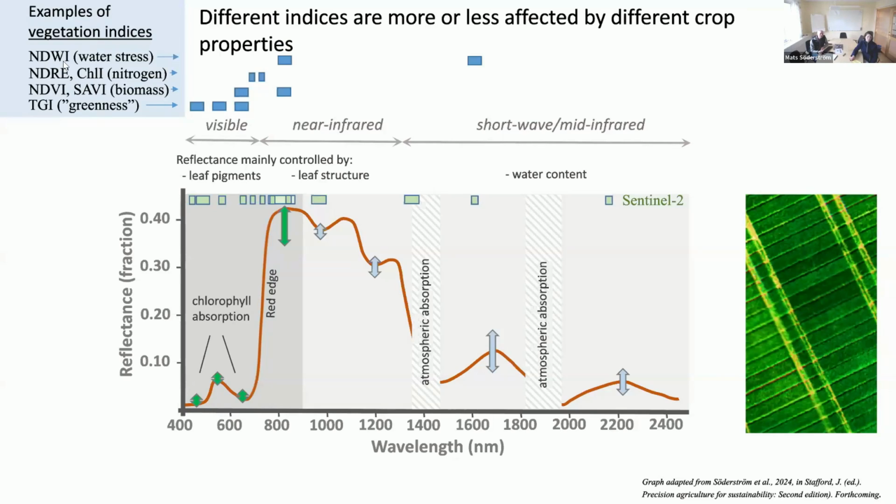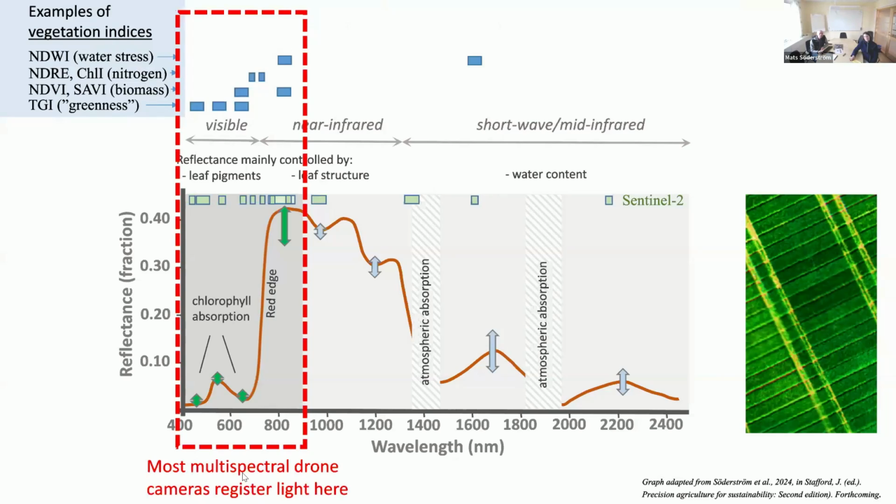So there are certain indices. There are so many indices you can choose between, and certain indices are developed for trying to describe different things. But drones generally are using only this part of the spectrum, so there are not so many. There are some hyperspectral cameras that are using this part of the spectrum, but most commonly the drones that are used are focusing on the visible to near infrared region of the spectrum.